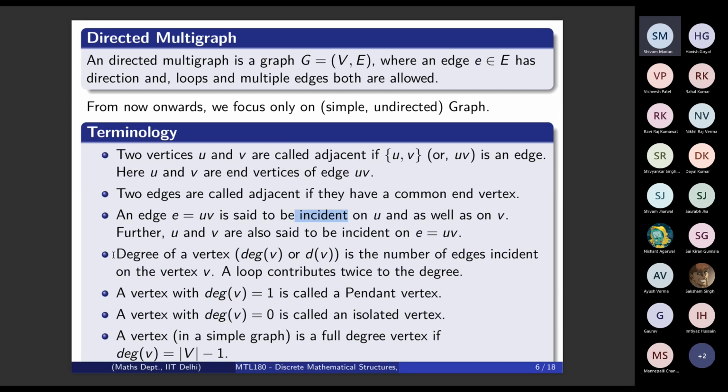Now this is another term, the degree of a vertex. Degree of a vertex means the number of edges incident on the vertex V. So that means when we say the degree of a vertex, then you just count how many edges pass through the vertex V. And if you consider a loop, then it contributes twice to the degree, because you can see locally, if you have a loop, it enters the vertex twice.